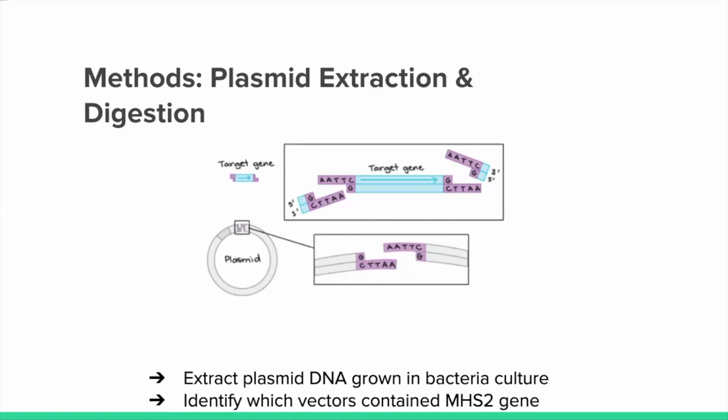The empty vector will have a very small portion cut out of it, and then the plasmids that have MSH2, both the wild type and the one with the SNP, will have a larger segment cut out of it. And this will identify whether it is carrying the MSH2 or not.